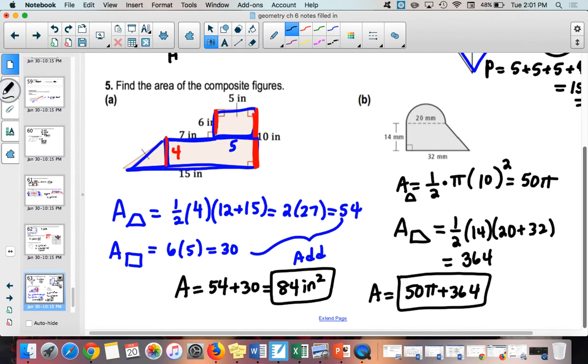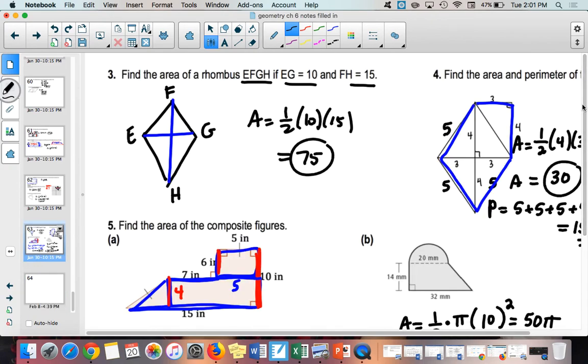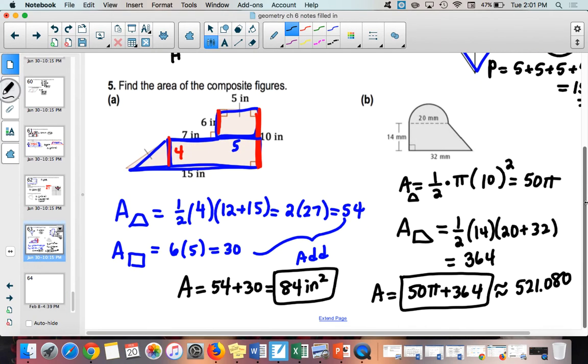Okay? So if I want to approximate it, sometimes I'll do the little approximation sign. So I do my 364 plus 50 pi, and I get 521.080, because it was 796. And remember how I always say like 3 decimals is the best because of the AP Calc thing, right? All right, so that's the end of chapter 6. So that's everything in chapter 6.